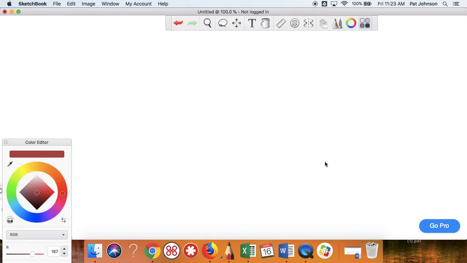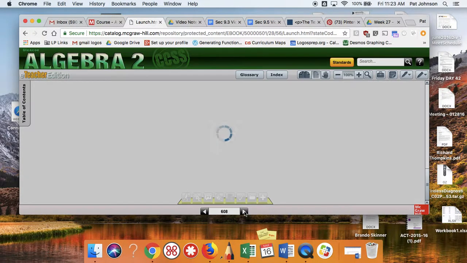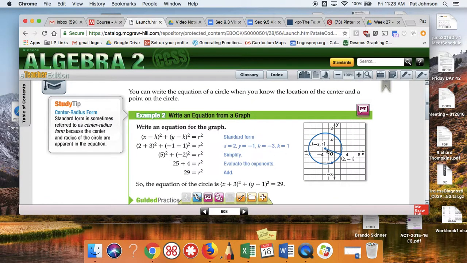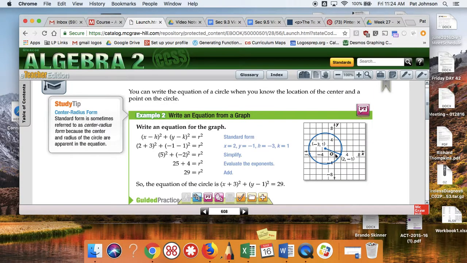This is write an equation from a graph. So this time, they actually give us the graph. Okay, so let's look at the graph here. So we know that this is our center. So we know H comma K is going to be what? -3, 1. That's our center. And they give us an X comma Y coordinate of 2, -1. Okay, it's that point right here. So we need to find the distance from here to here.